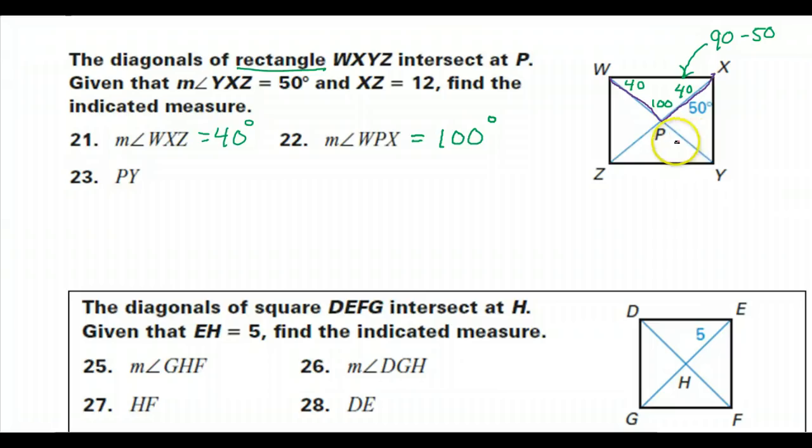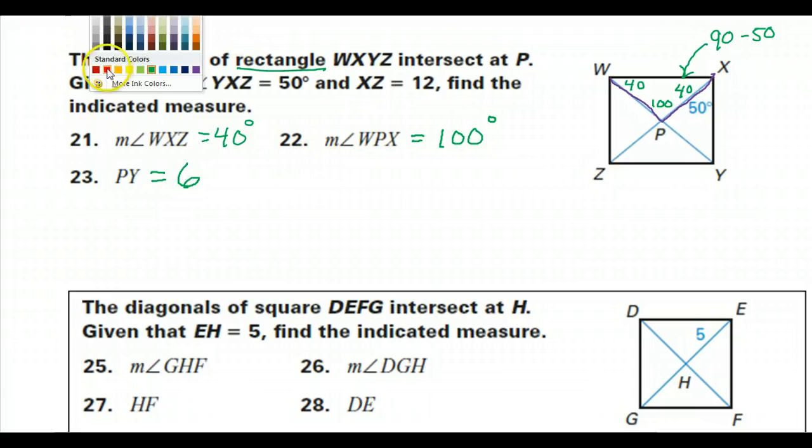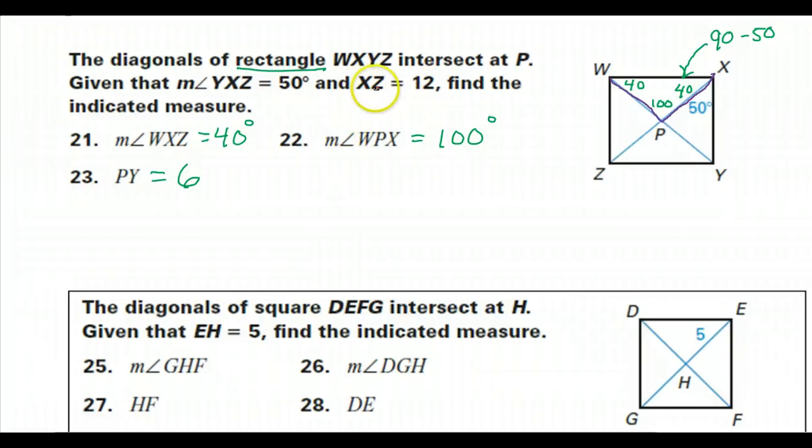Now how about PY? Well, that's going to be 6. How do I know that? Well, remember they told us that XZ is 12. So XZ is this diagonal that I just did in red. That whole thing is 12. If that's 12, then these pieces are 6. And since the diagonals of a rectangle are congruent, it's going to be the same thing going the other way. 6 and 6. All four of these pieces have to be 6, including PY. So that's where I got that from.